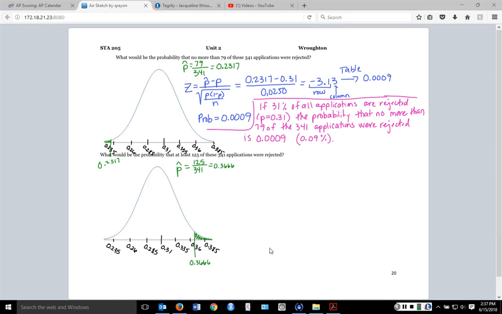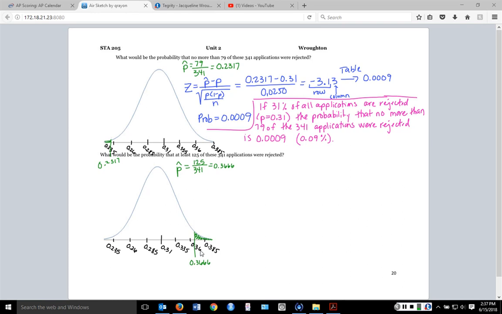So first, here's what my picture looks like. Same numbers along the bottom here in black as we had above. But this time my p hat is the 125 out of the 341, which gave me 0.3666. I do usually try to carry at least 4 decimals with me. Where that is on my picture, it's a little bit to the right of 0.36.